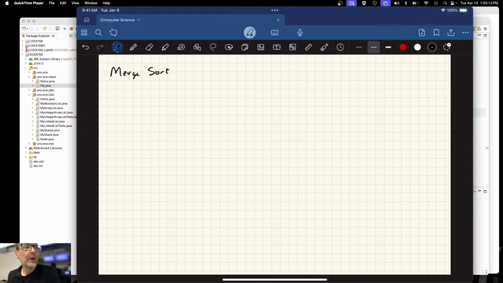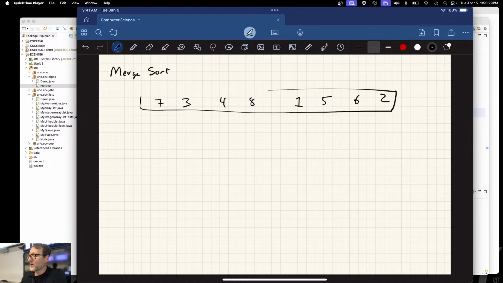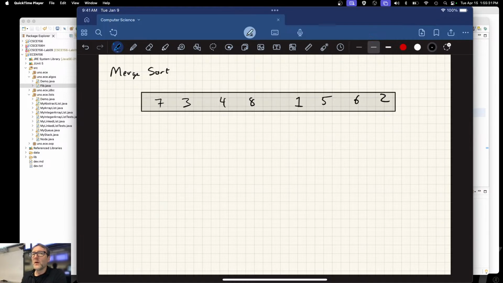Right? Now merge sort takes a divide and conquer approach. Let me go ahead and give you some values here: 7, 3, 4, 8, 1, 5, 6, and 2. Right? Now if this were an array, what it does is it tries to divide and conquer it. So it's going to divide it in half.